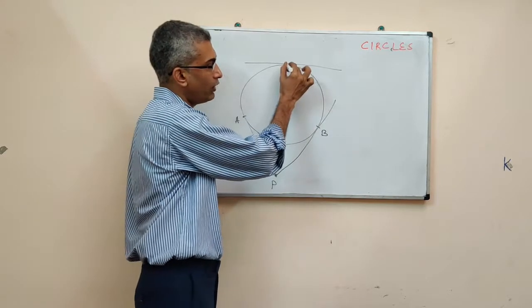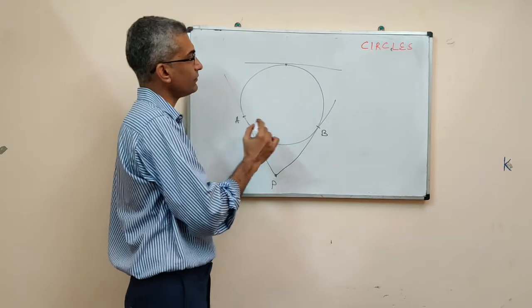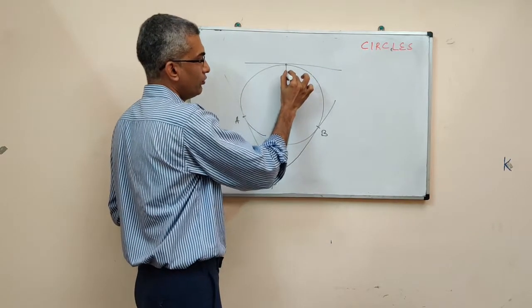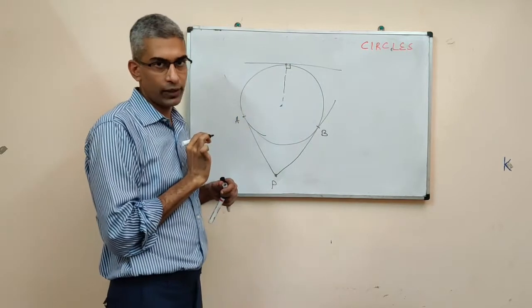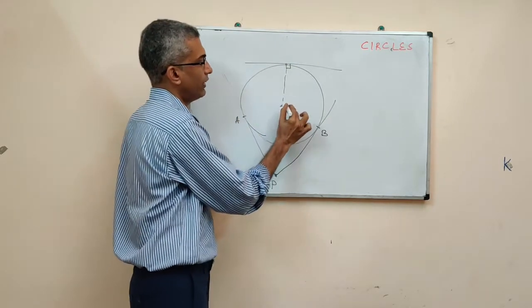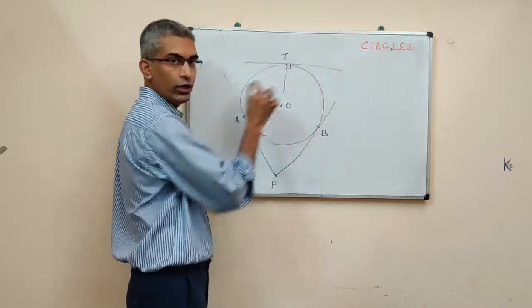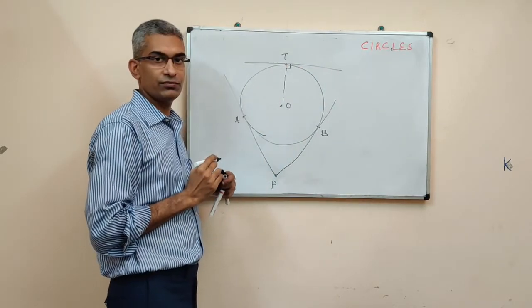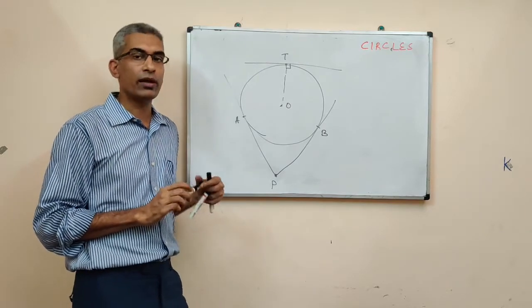Now, from any point on a circle, I can have only one tangent. Okay. A tangent will be perpendicular to the radius drawn through that point. That is, if I have this as O and this is T, OT will be perpendicular to this tangent. Now that we know a few properties of circles, let us do a couple of problems.